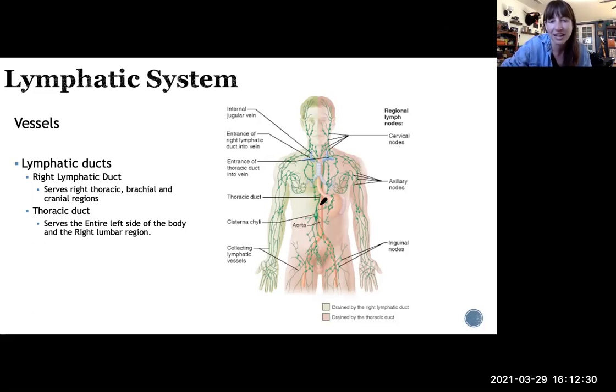I keep wanting to call it chyli, chyli. And your right lymphatic duct goes into some of the major blood vessels, the veins here in your upper thorax and neck. And here is the entrance of your thoracic duct into the blood vessels of your neck, okay? So these guys go to the major cistern, which is basically a very large lymph node. But eventually they make it to the blood vessels, and this is where they enter. This is where the thoracic duct enters, and this is where the right lymphatic duct enters, okay?